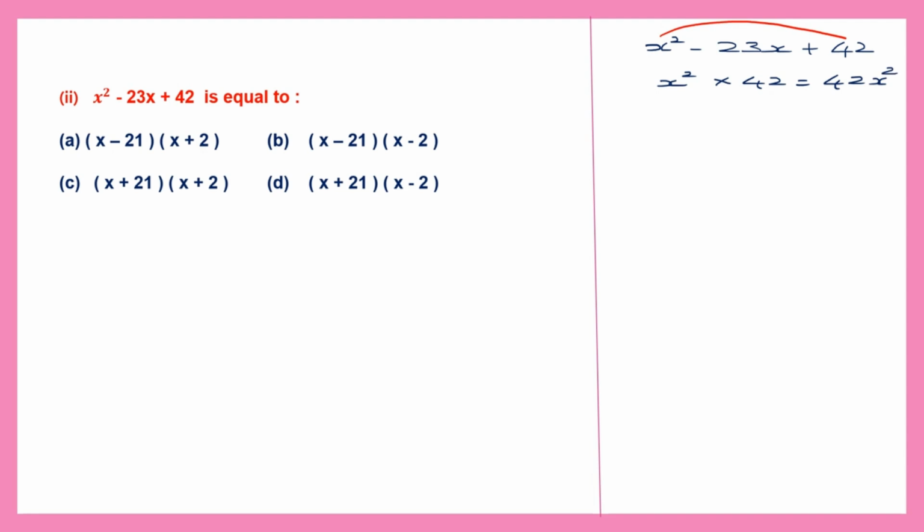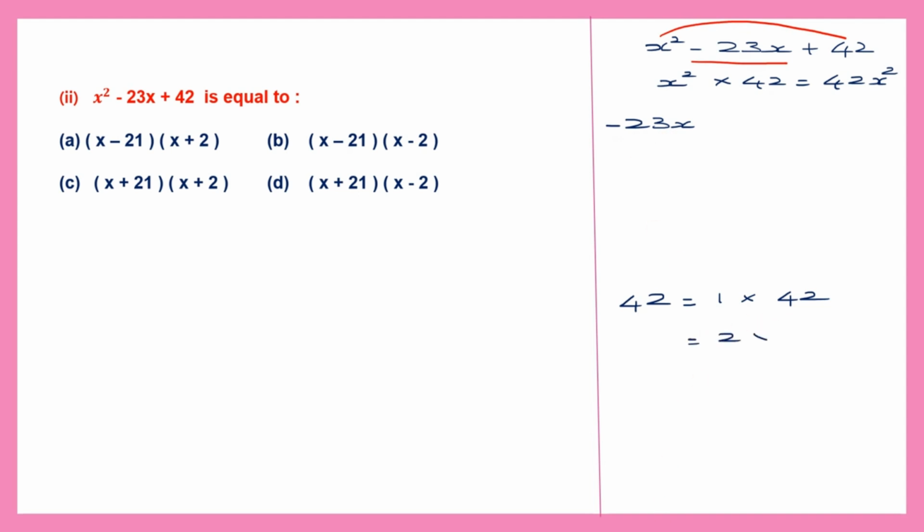Now let's look at the middle term, minus 23x. Now we have to split minus 23x in such a way that we get two numbers. When we add up, we get minus 23x. When we multiply, we get 42x square. So for that, let's take the number 42 to find out the various numbers. Let's find all the factors of 42. So 1 into 42 will give us 42. So when you multiply, you will get 42. But when you add, will you get minus 23? You will not get. So let's find the next factor.